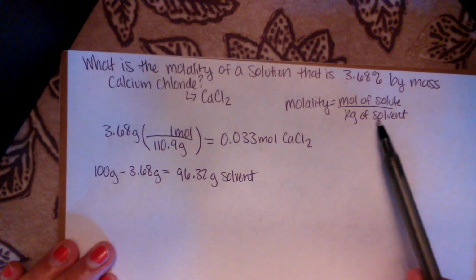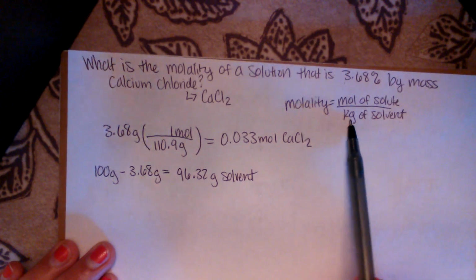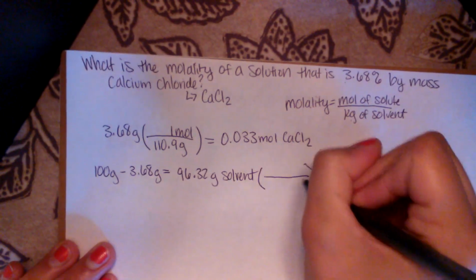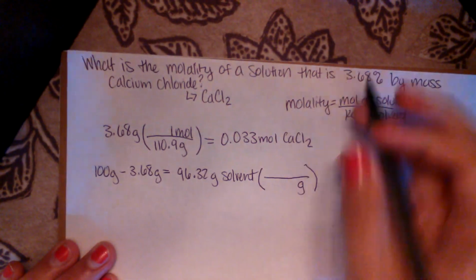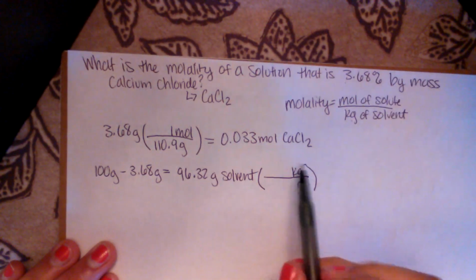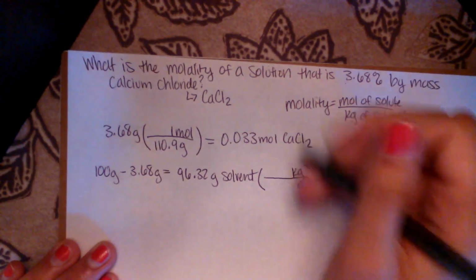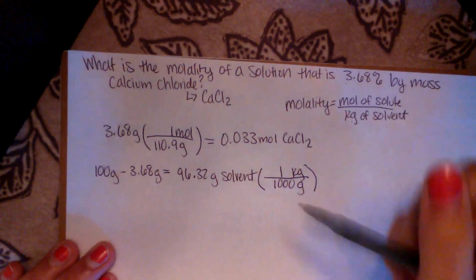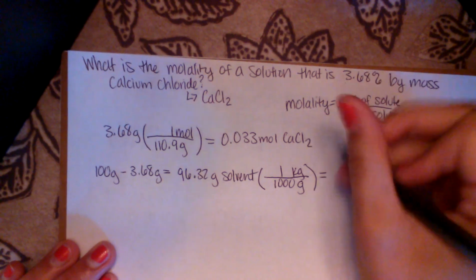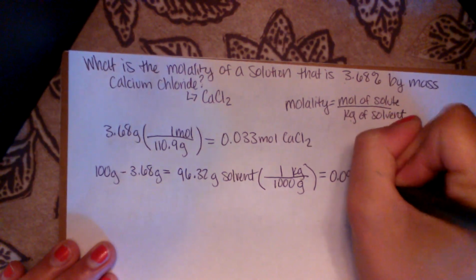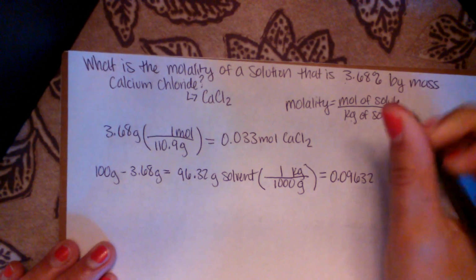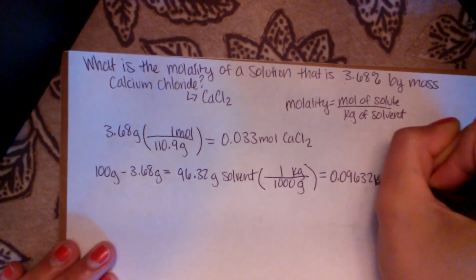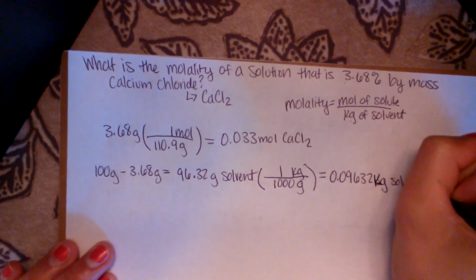And then now we want to be able to plug it into our formula here. However, the value needs to be in kilograms. So now let's just do a simple conversion. We're going to put grams on the bottom so that your grams value cancels out, and then you want kilograms on top because you need kilograms. There are 1,000 grams in 1 kilogram. So when you multiply these values together, you will get 0.09632 kilograms of your solvent.